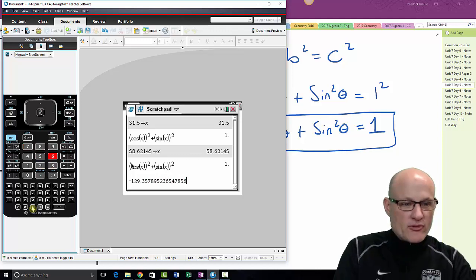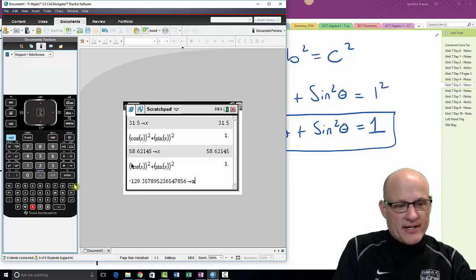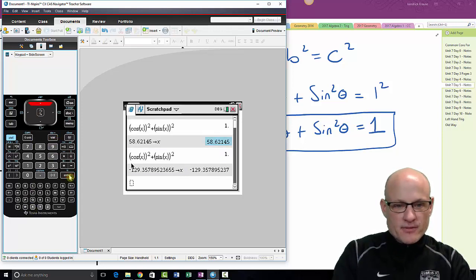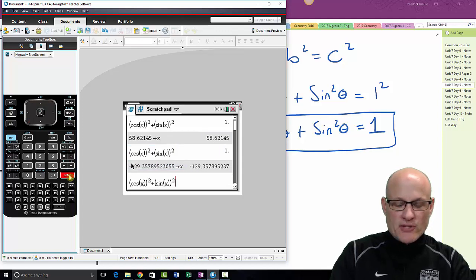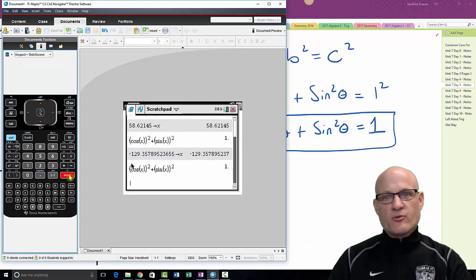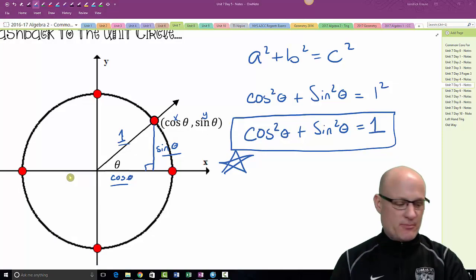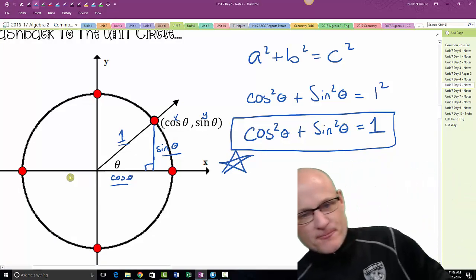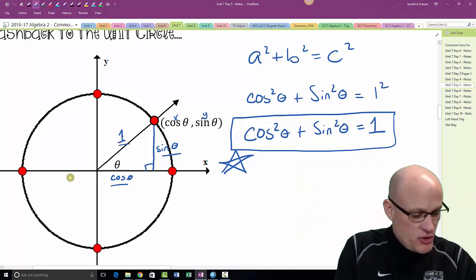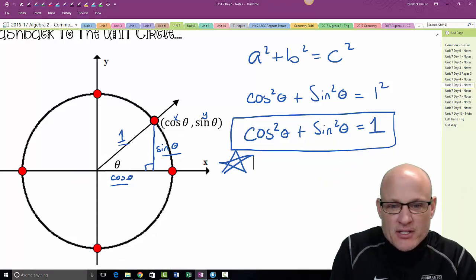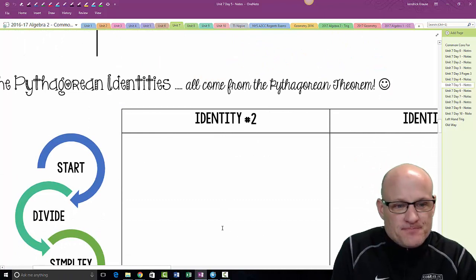129.35789452134521345. I'm not hitting the right button. I'm going to store that into x. It doesn't matter what value I put in for x. Sine squared plus cosine squared always equals 1. Every single time. It is a trig identity that is incredibly important. Now, from that, we're going to get 2 more identities. Woo, and these are the tricky ones, kids.